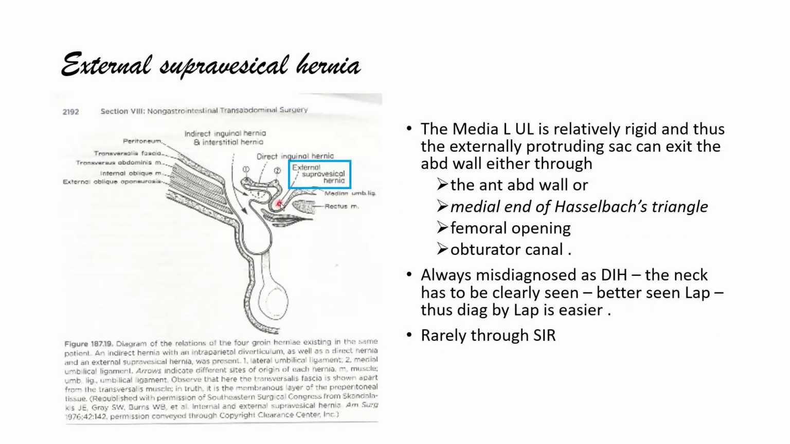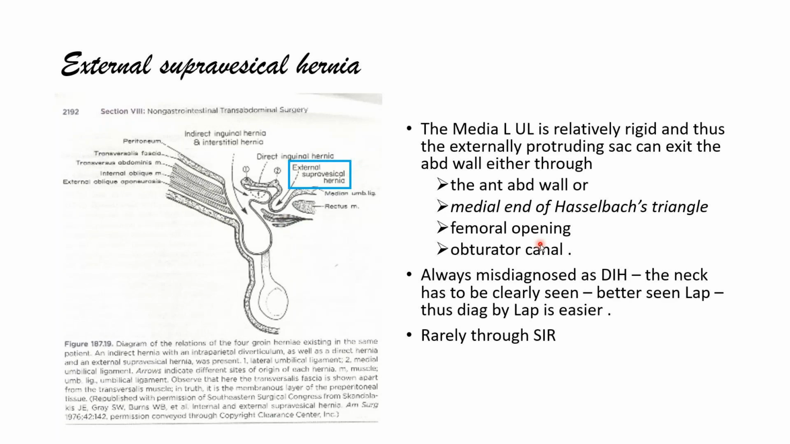See, this is supravesical hernia. Can you see the external supravesical hernia in the blue? It presents medial to the direct inguinal hernia. So it can present through the anterior abdominal wall. It can come out from here, medial, under the Hesselbach's triangle. It could be coming out through the femoral ring, or it could be coming through the obturator canal. So external supravesical hernia has got four sides from where it can be protruding through the abdominal wall. It's always misdiagnosed as a direct inguinal hernia. 99.9% of supravesical hernias are diagnosed as a direct inguinal hernia.